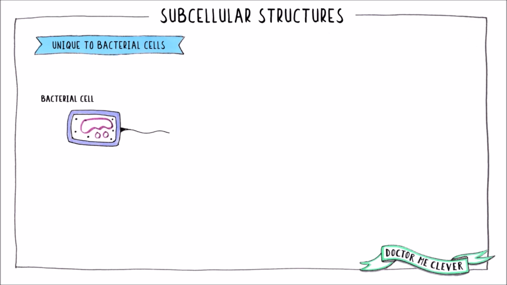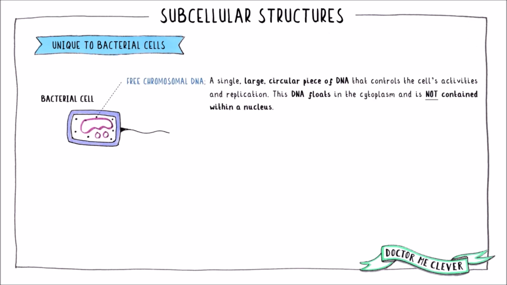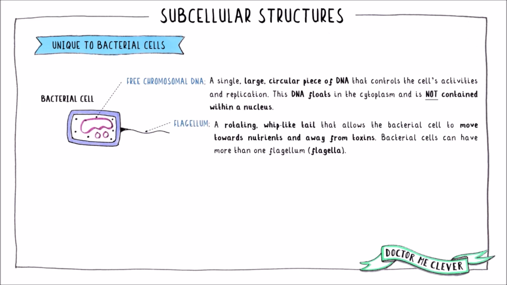There are four subcellular structures that are unique to bacterial cells. As I said earlier, bacterial cells have chromosomal DNA, but it is not contained within a nucleus. It is free to float in the nuclear region of the cytoplasm. Bacteria can also have a flagellum, or if they have more than one, the plural for that is flagella. The flagellum is a whip-like tail that can rotate to move the bacterial cells towards nutrients or away from harmful toxins.